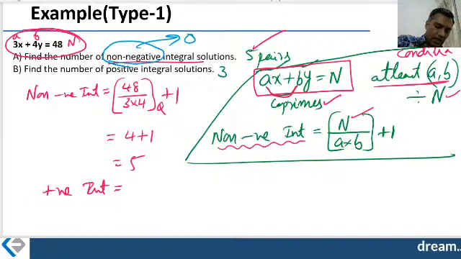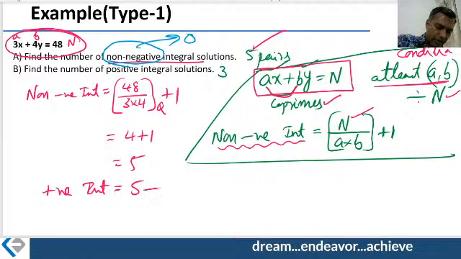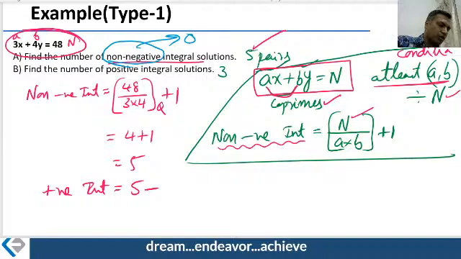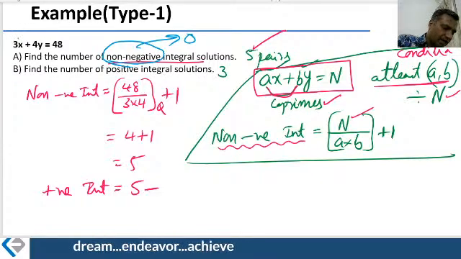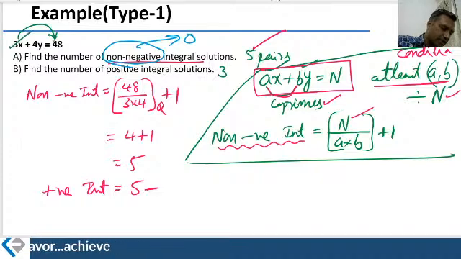Listen carefully, friends. Number of positive integral solutions is 5 minus... I'll now ask a question. Does the coefficient of x divide 48? Answer is yes. 3 divides. Therefore, minus 1.